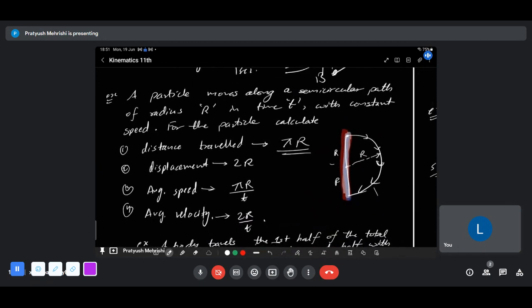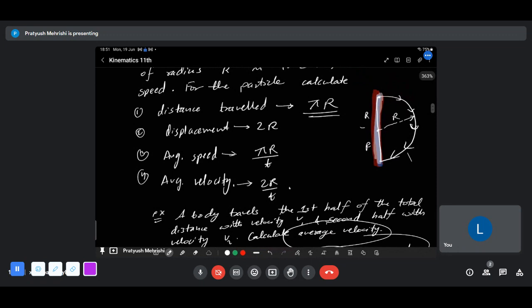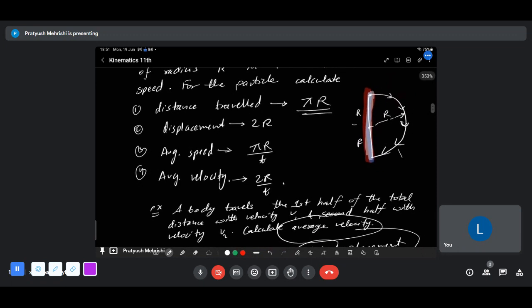Again, this was the same question. You would be able to do that. Yes, next question. Try this question now. A body travels the first half of the total distance with velocity v1 and second half of the total distance with velocity v2. Calculate the average velocity.